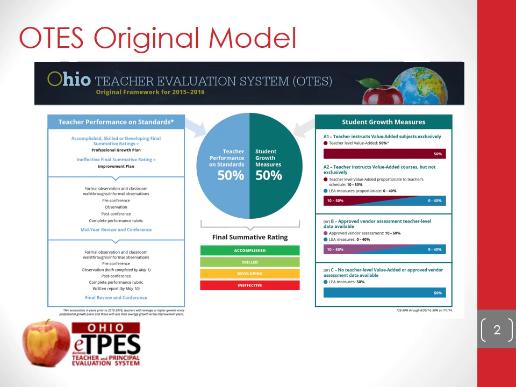This graphic depicts the original teacher evaluation model, the model that was used in previous school years. As you can see, the middle circle represents that the evaluation is comprised of 50% performance on the standards and 50% from student growth measures. Your district or community school may choose to use this model or framework again this school year. This is a district decision that is entered by the superintendent or designee and is chosen by the entire district or community school.